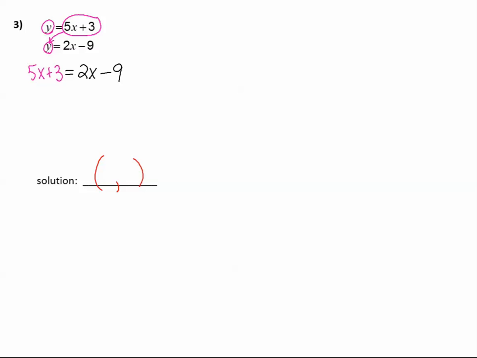I want to get my x's together first, so subtracting 2x from both sides, 5x minus 2x makes 3x plus 3 equals negative 9. Subtracting 3 from both sides. Let's continue. 3x equals negative 12. Dividing by 3, and x equals negative 4.